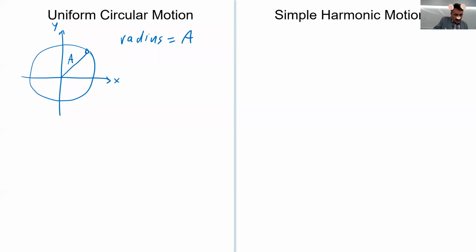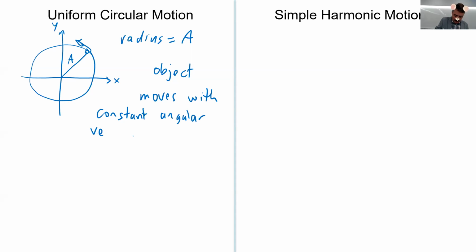And then this object moves with constant angular velocity, omega, in radians per second. How many radians does this theta sweep out per second? If this is theta here, then theta final equals theta initial plus omega times t.